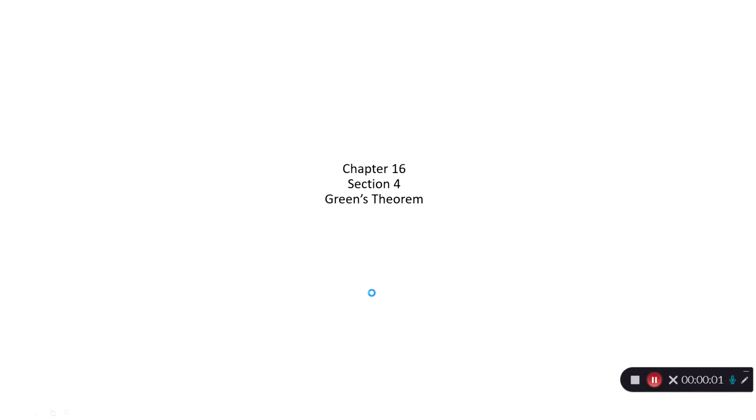Alrighty, howdy folks. Section 4 of Chapter 16, and this is about something called Green's Theorem. Oh boy, this is a pretty important one.